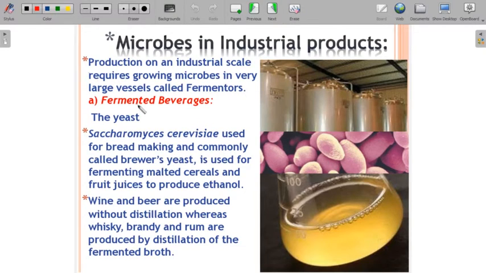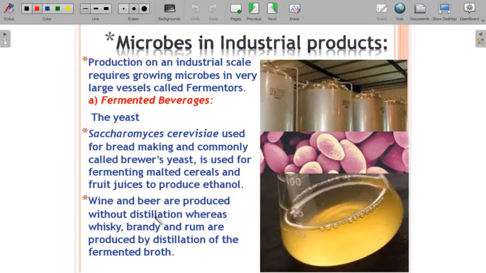So the first production is in industries. The first product we're going to focus on is alcoholic fermentation, or fermented beverages. There we use the yeast called Saccharomyces cerevisiae, which is used for bread making and is commonly known as brewer's yeast. It is also known as baker's yeast, and is used for fermenting malted cereals and fruit juices to produce ethanol. That means instead of going for lactic acid fermentation, these yeast act on carbohydrate substances and go for alcoholic fermentation.